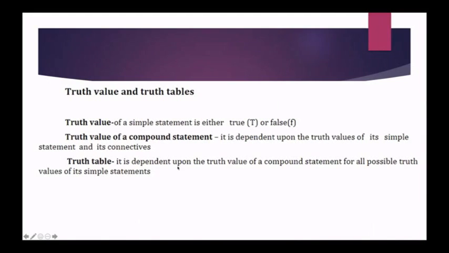So a truth table depends on the truth value of a compound statement for all possible truth values of the simple statements. You notice, usually we use a truth table for compound statements. That's why we speak of the truth value of a compound statement. But we know that a compound statement consists of simple statements, so in effect, we also have to get the truth value of the simple statements. You'll understand this better with an example, class, later. But for now, we have to study first the other terms.